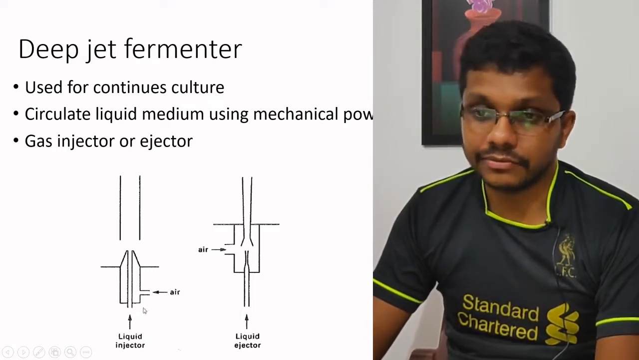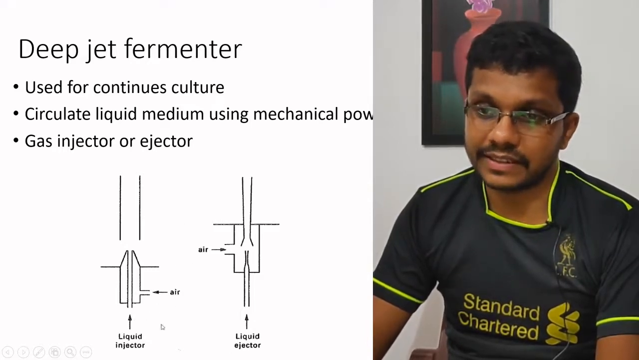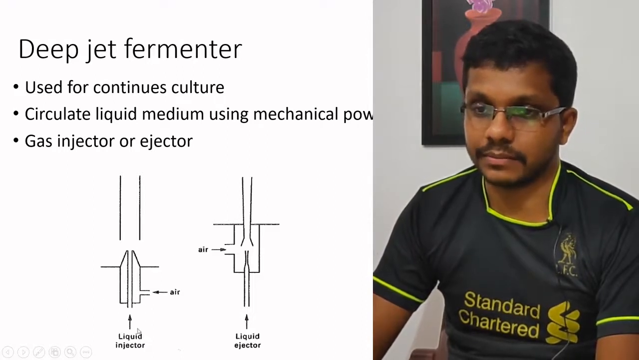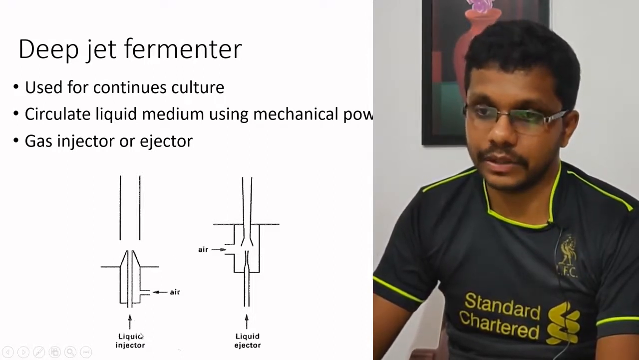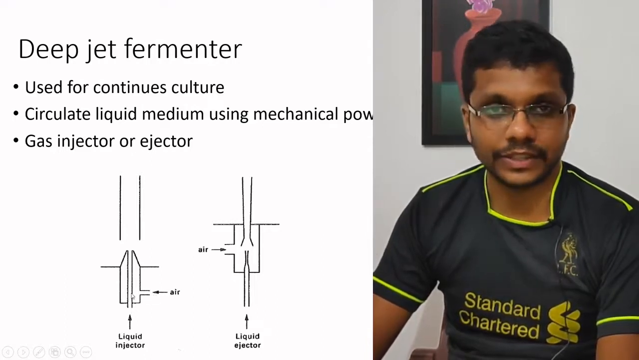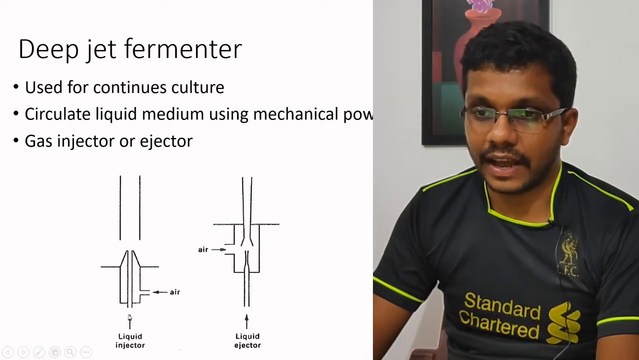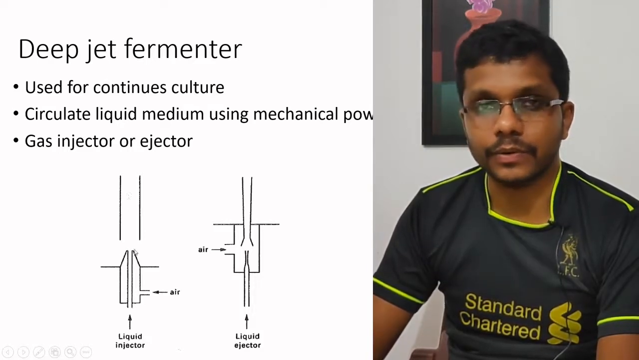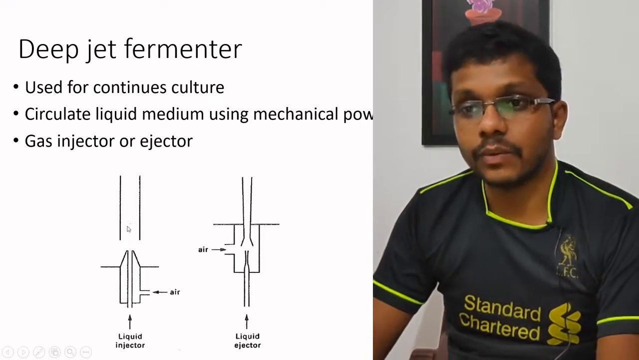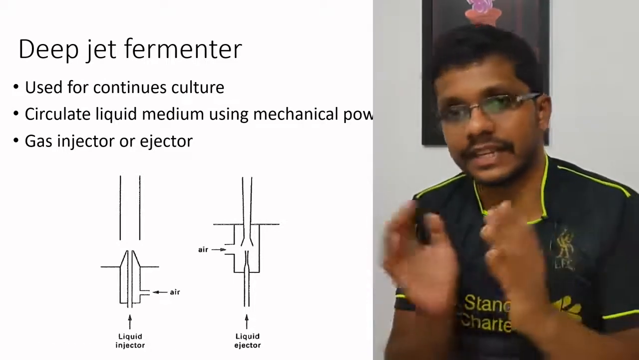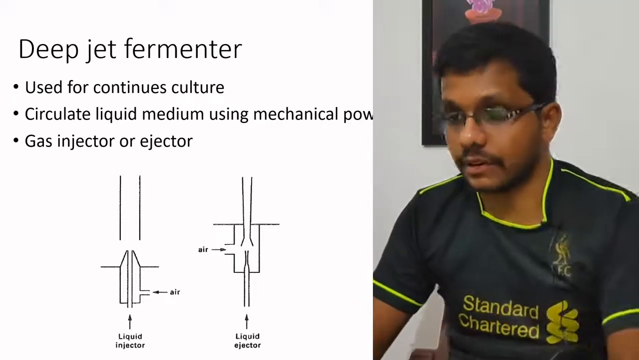Here the medium from the fermenter is withdrawn and passed into this system. In this system, what happens? The medium is passing here, and on the way we are adding air into it. So air and medium at high pressure are released into this tube. Once it is released, what happens? The air bubbles will be integrated into the medium. So there will be a high level of aeration.